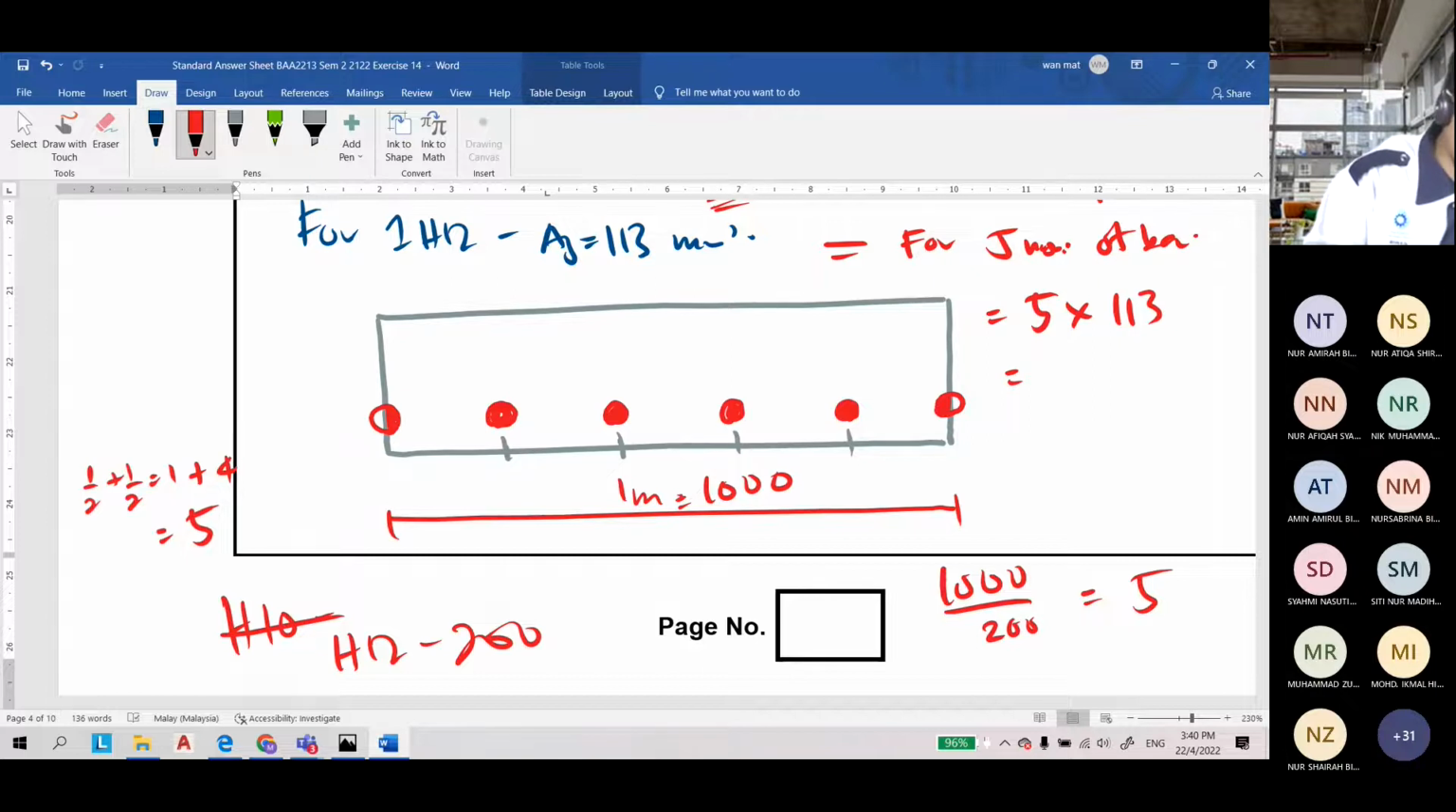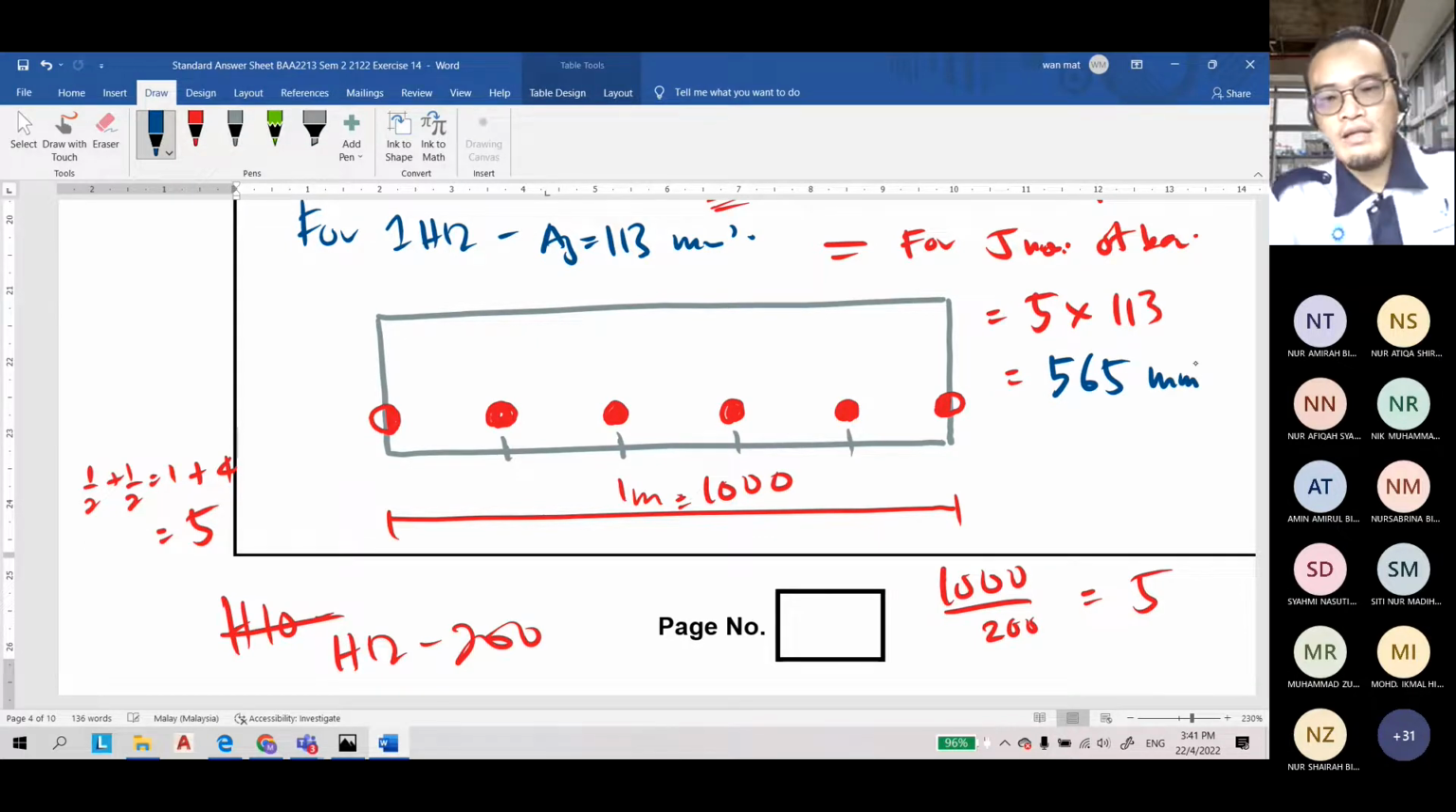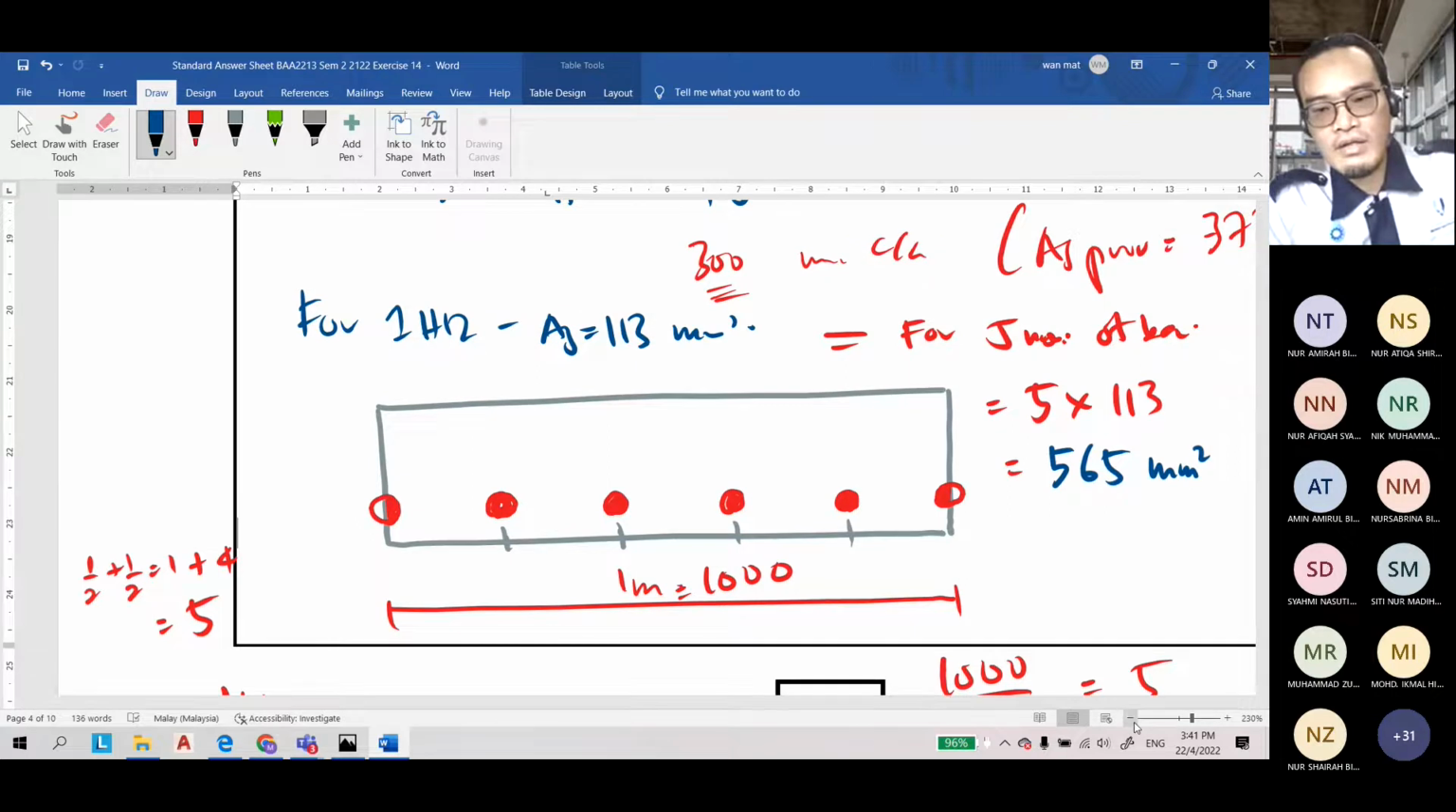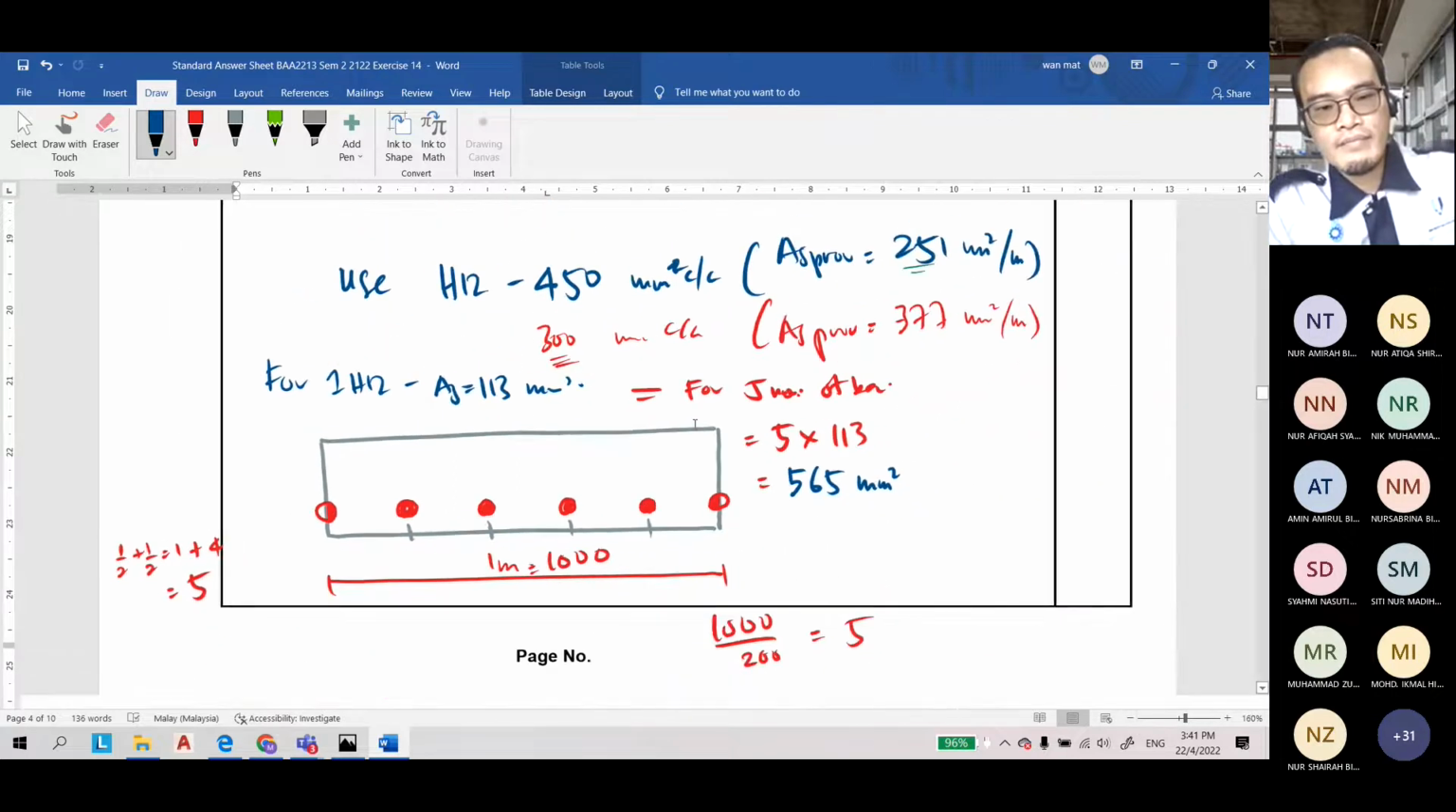5 times 113. Use your calculator, please. Equal to 565 mm square. Then you refer to the table.